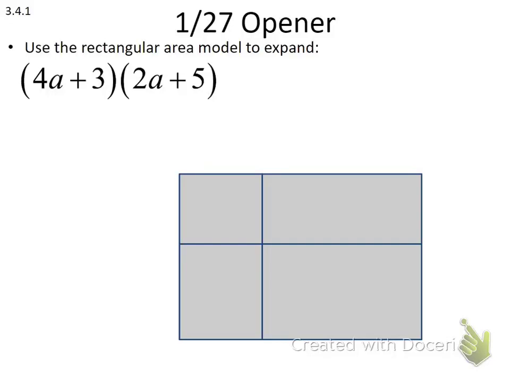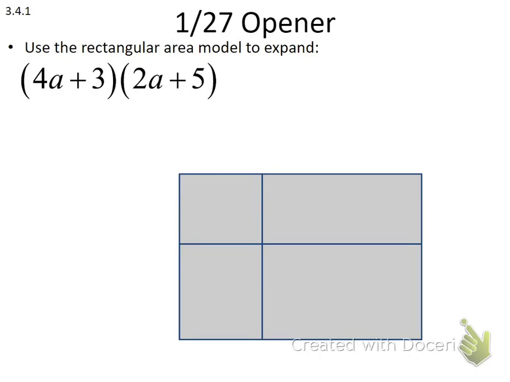So use the rectangular area model to expand. So all we're doing right now is just going back to one of our very first lessons and reviewing it. So if I'm using the rectangular area model to expand, because there's parentheses around these, what does it represent for my area model? The height and the length.